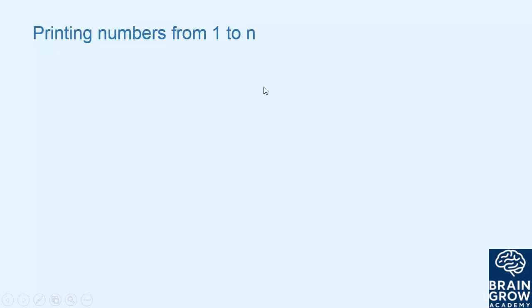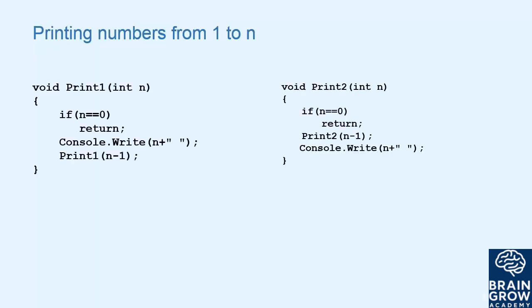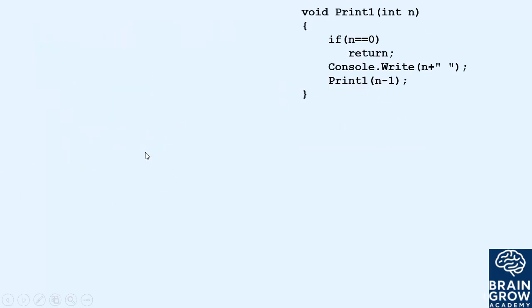In this video, we'll see how to print numbers from 1 to n recursively. We have written two recursive methods, print1 and print2. One of these methods prints numbers from 1 to n and the other prints numbers from n to 1. We'll trace these two methods and see which one prints from 1 to n and which one prints from n to 1. First, we'll trace this method, print1.